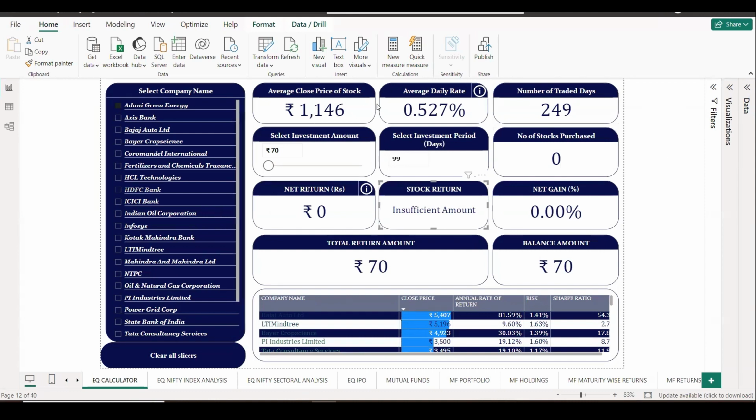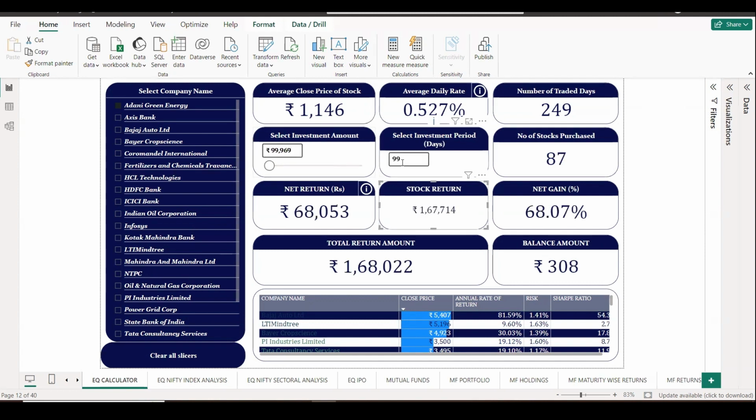Yeah. So here it's a selection page. The equity calculator lets you enter the investment amount that you have in hand. Let's just say I have rupees 1 lakh, and I'm willing to invest it for 100 days. And yeah, so for example, here I have taken Adani Green Energy. You can select the company which you want to invest in.